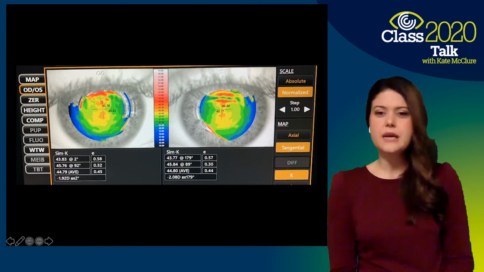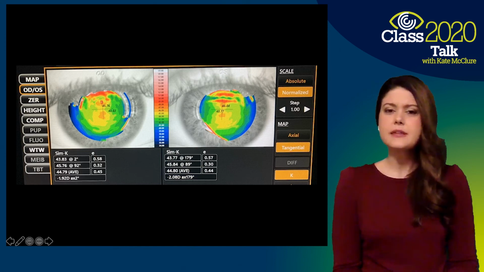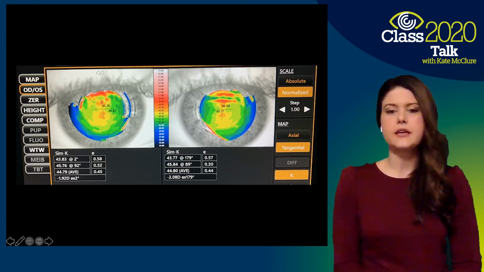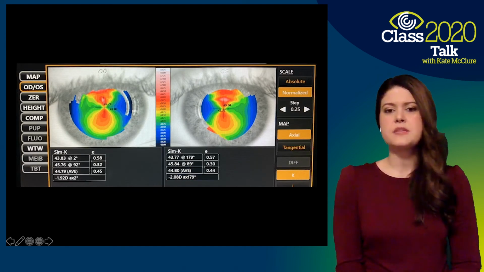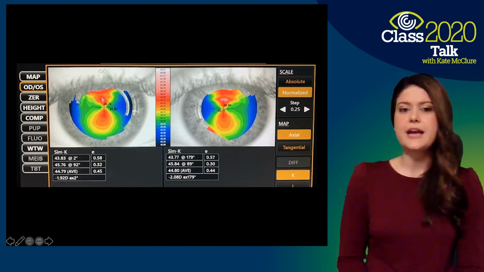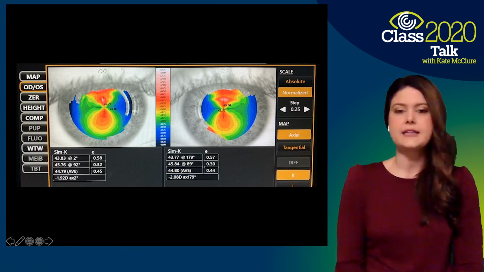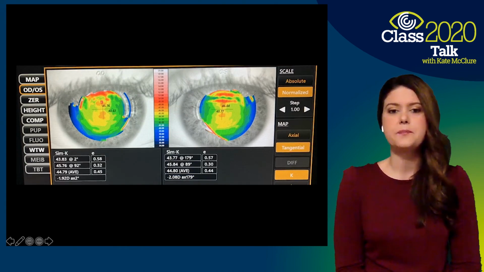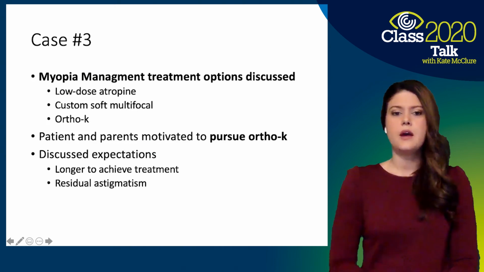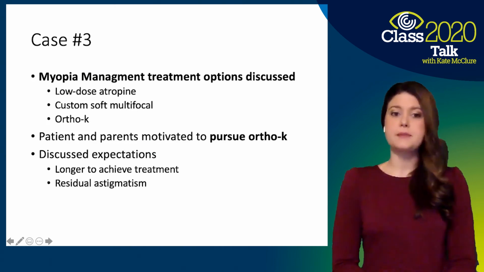I'm not feeling super confident about the results with some of these maps. The patient does have a little bit of dryness, it seems, so I didn't get the best quality scan here, but overall, the astigmatism is looking regular and fairly limbus to limbus as well. So I wouldn't consider this one as much apical, a little bit more limbus to limbus than the last patient that we had. Okay, so for this patient here, I discussed the different myopia management options.